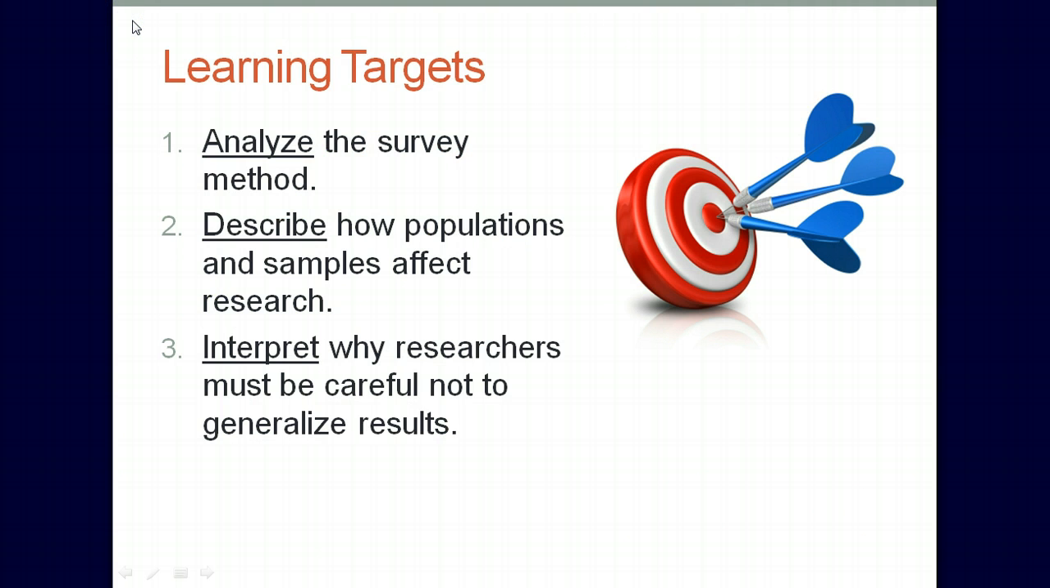Learning targets for today. Analyzing the survey method is number one. We're going to break it down, talk about what it is, how it can be done, advantages and disadvantages. We're going to describe how populations and samples can affect research. And we're going to also talk about why researchers don't generalize the results of their surveys.